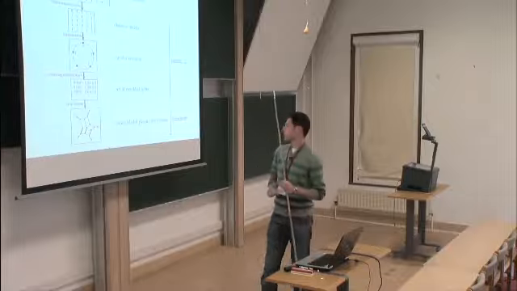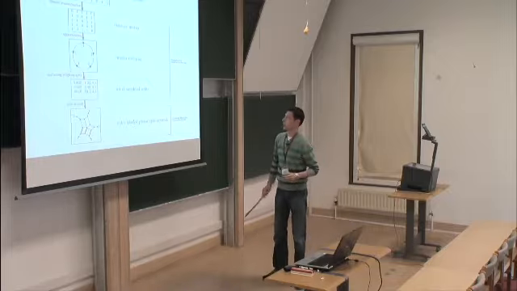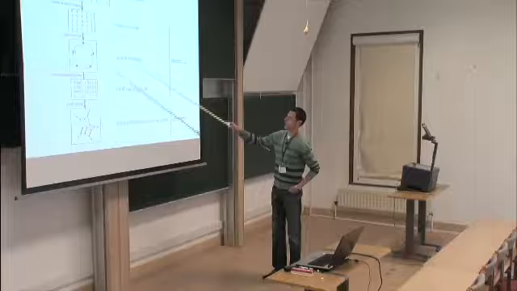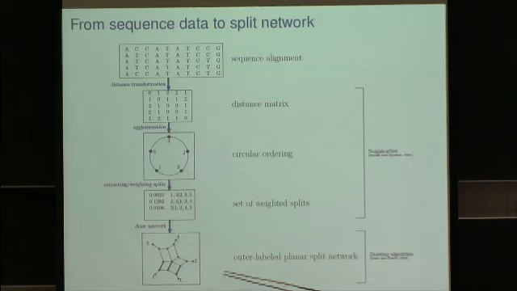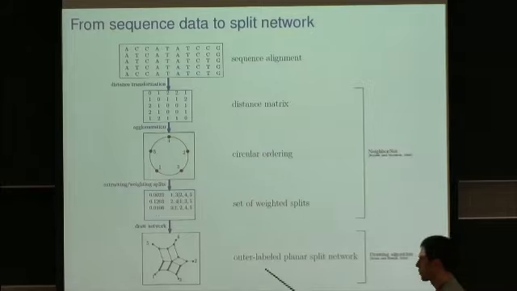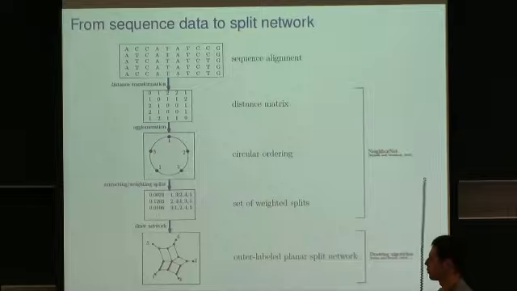Okay, but what I'm not talking about today is how to produce or how to replace this. What I'm talking about is the drawing algorithm, the one that is implemented in SplitsTree, due to Dress and Huson, and some improvements by Philippe and others. But the nice drawings that you get are those that come from, say, circular split systems, because then you get those outer-labeled nicely planar networks.